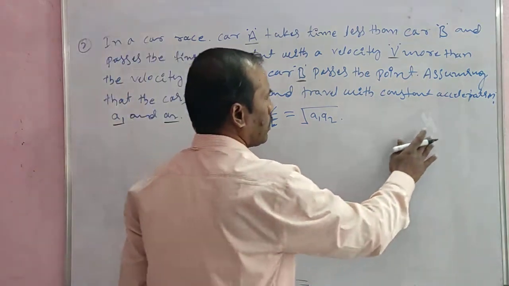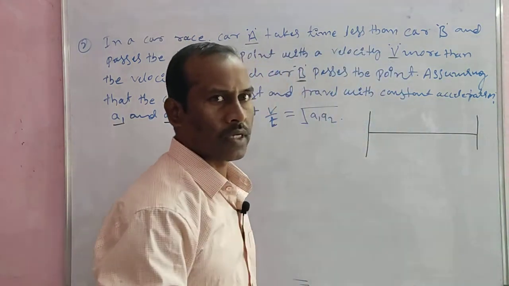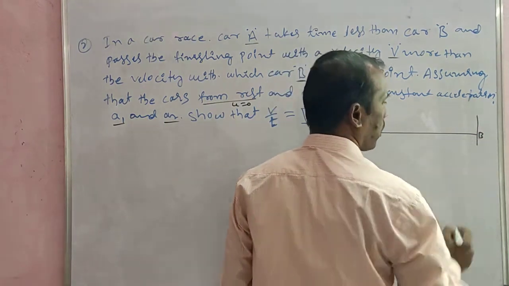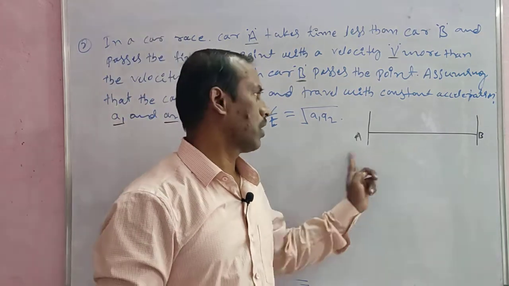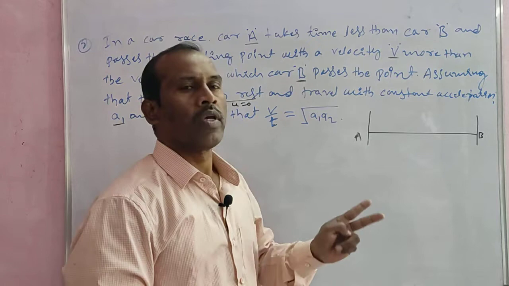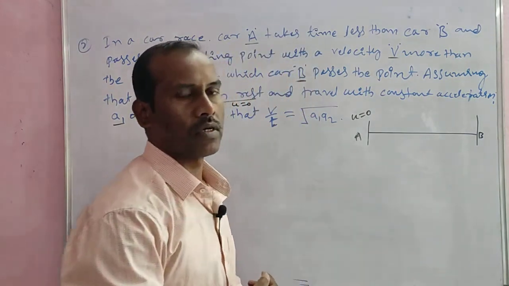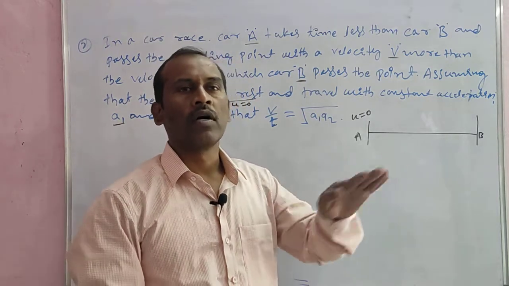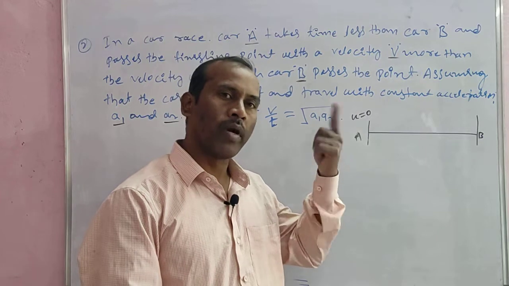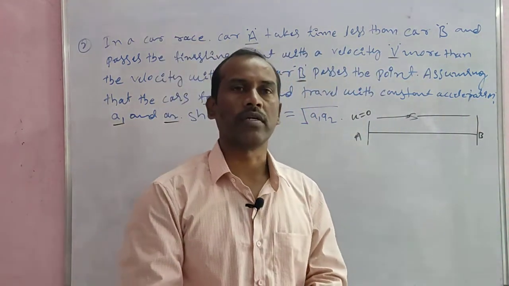Here, for example, this is the total distance the two cars covered. Point A is the starting point and point B is the finishing point. These two cars, A and B, start from rest, so the initial velocity is equal to 0. Car A moves with constant acceleration A1, car B with constant acceleration A2. The distance covered by these two cars is S. The total distance is a constant.